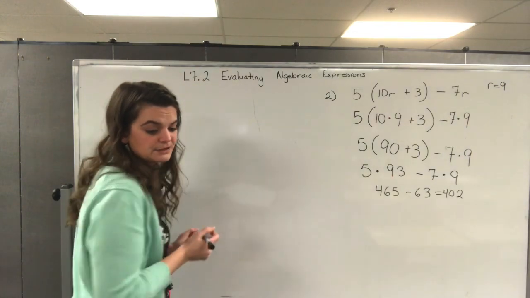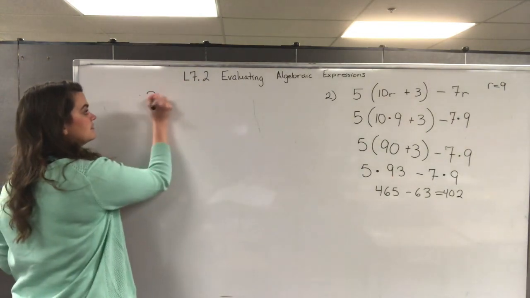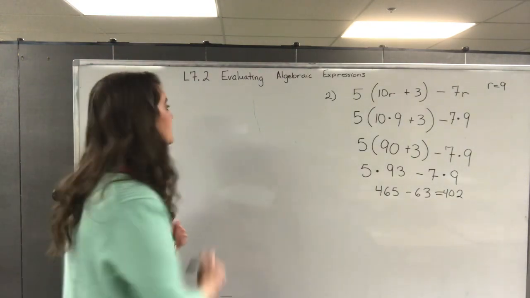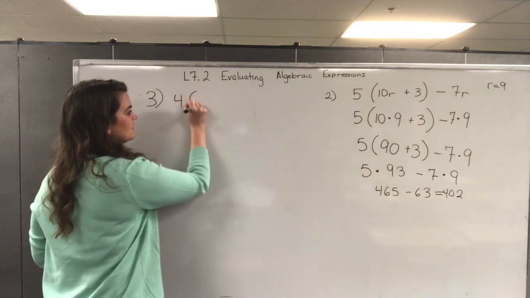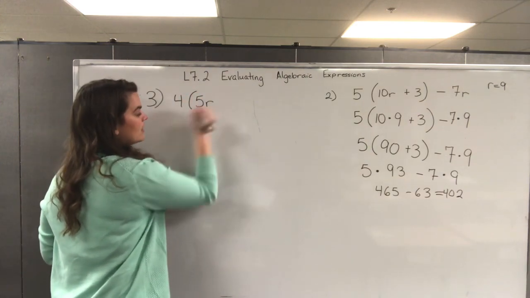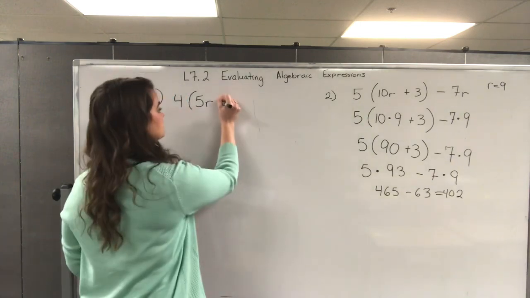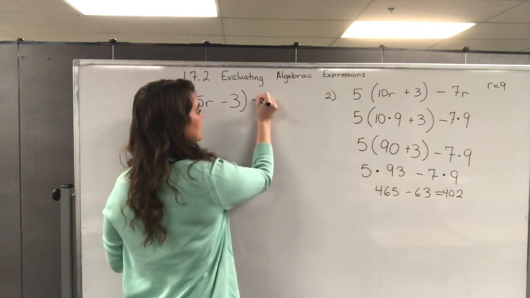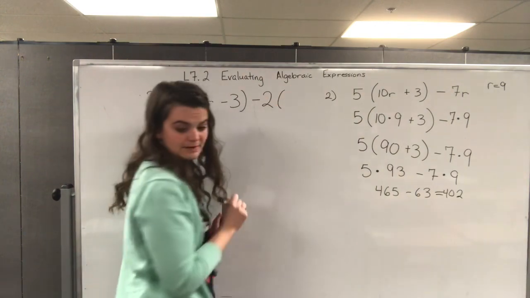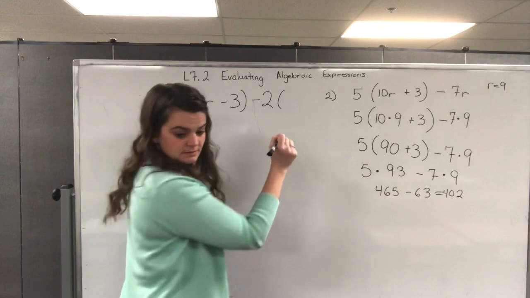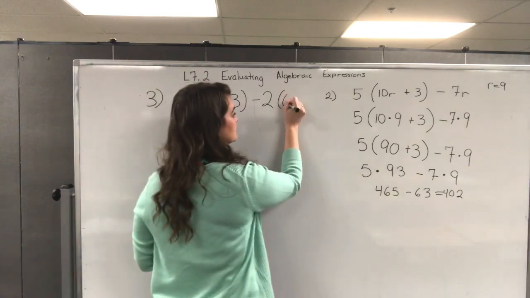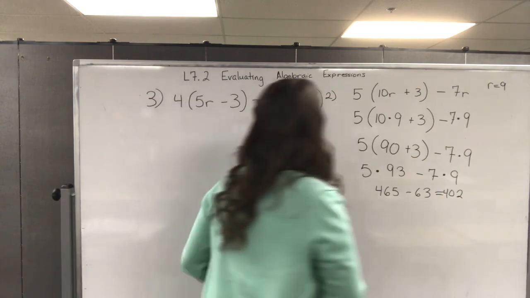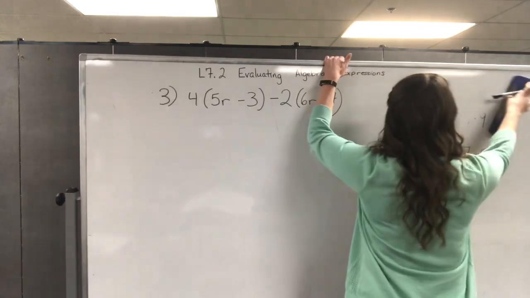All right, I want you to do this problem, so I'm going to call it 3. You're doing problem number 3 in your math journals. 4 parentheses 5r minus 3 parentheses minus 2 parentheses 6r minus 7 parentheses.